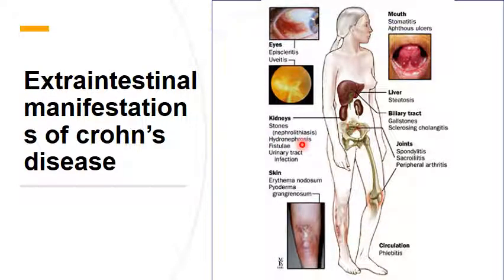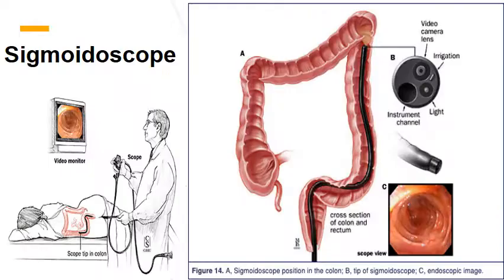There are stones, hydronephrosis, because sometimes stones get lodged in the ureter or the renal pelvis, fistula, and UTI is also seen, because you know whenever there is stasis of urine, you can have UTI. The kidneys are affected, eyes, episcleritis, uveitis. So these are all the extraintestinal manifestations of Crohn's disease.